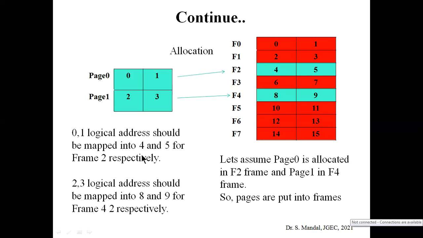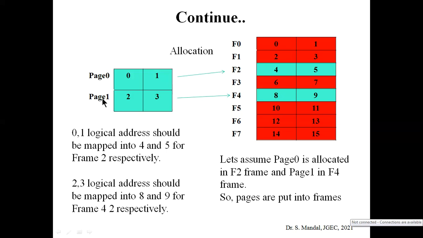Allocation. So obviously we need to allocate the content of the pages into the respective available frames. Let's consider that the first two frames, f0 and f1, are not available, f3 is not available, and f5, f6 and f7 are not available. Now consider another process p1, which has a size of 4 bytes and has two pages, page 0 and page 1.